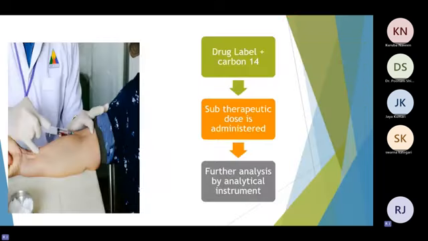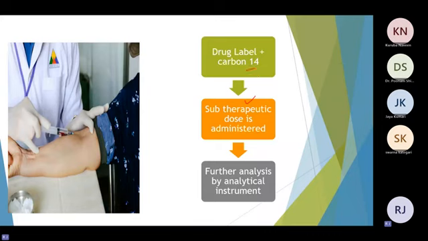So how do we do it? It's very simple. We will attach carbon 14, which is a radioisotope, to a drug molecule, and we will inject that drug at a subtherapeutic dose, meaning very minimal. Like in the animal model, we identify that 100 mg is the dose which may show some positive effect in the human body for treating a particular illness. Then we will give only 1 mg. Okay, and we'll attach this carbon 14 isotope.